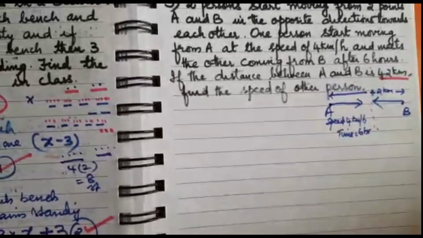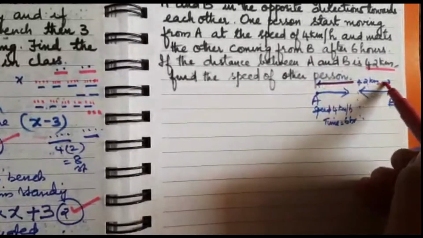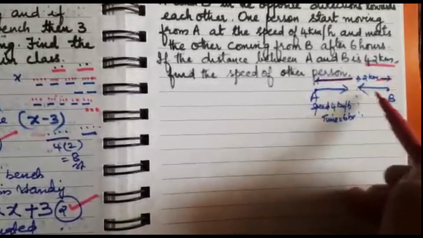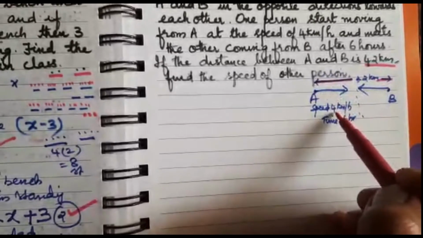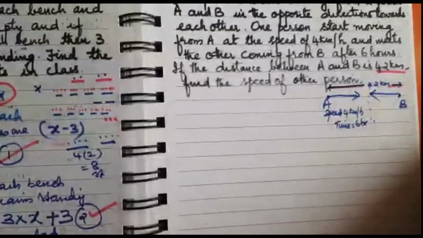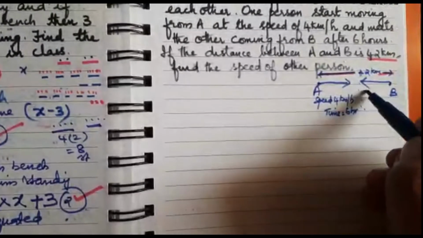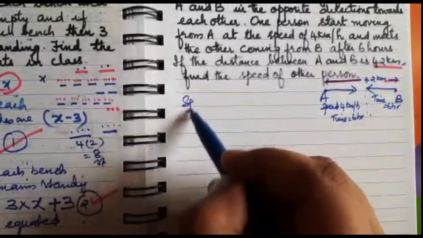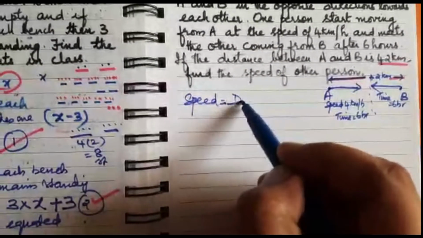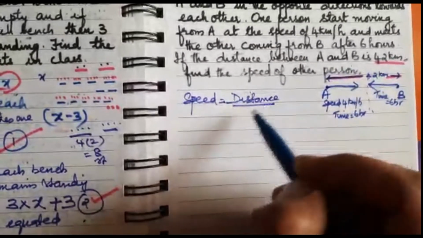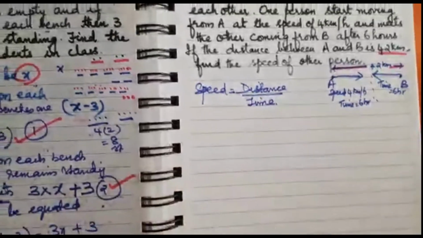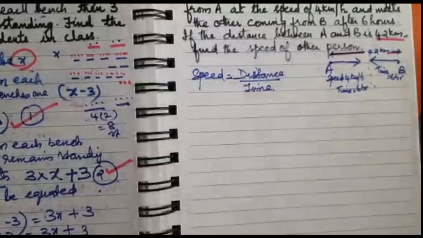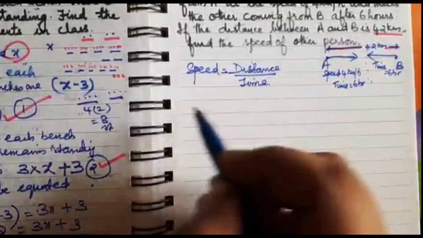Now this distance is 42 km, and here one is moving towards B and the other towards A in the opposite direction. Speed of A is 4 and time is this one. And here also, meets means this also takes the time of 6 hours. Now what is speed? Speed is equal to distance upon time, isn't it? Speed is given, time is given. So what is the distance traveled by this one?